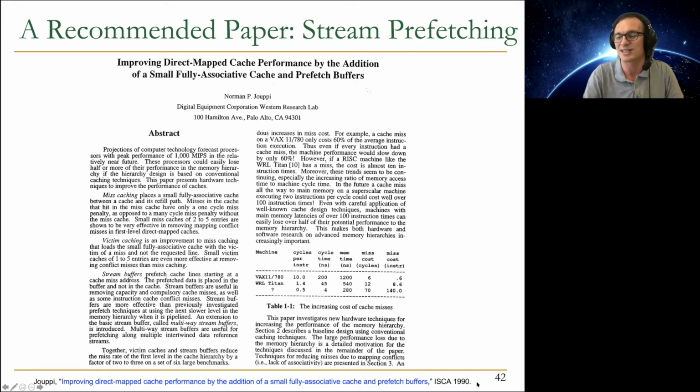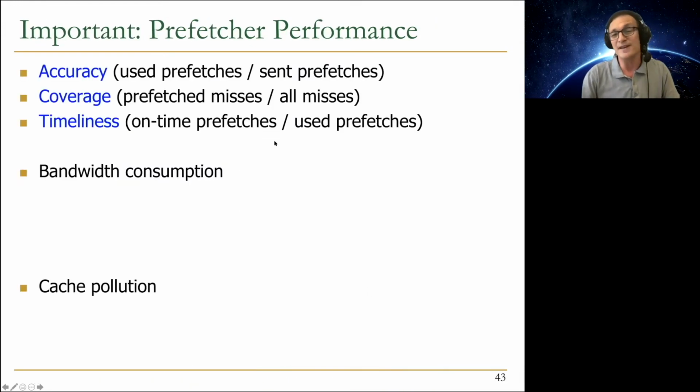This paper was written in 1990, as you can see, by Norm Jouppi, who actually is the chief architect of the tensor processing units right now at Google, for example, which we have discussed in earlier lectures. But you can see that they basically show that the cache miss cost is increasing. So this is very well known, as you can see. At that time, the cache miss cost was 70 cycles, but today we're at the order of hundreds and hundreds of cycles. Okay. So prefetcher performance is important.